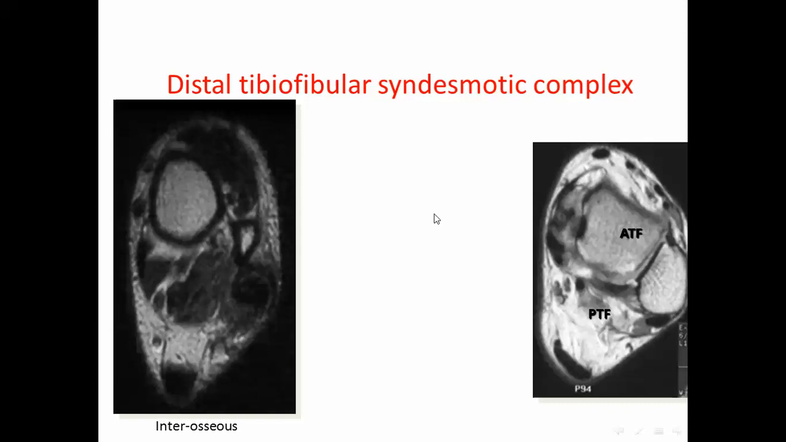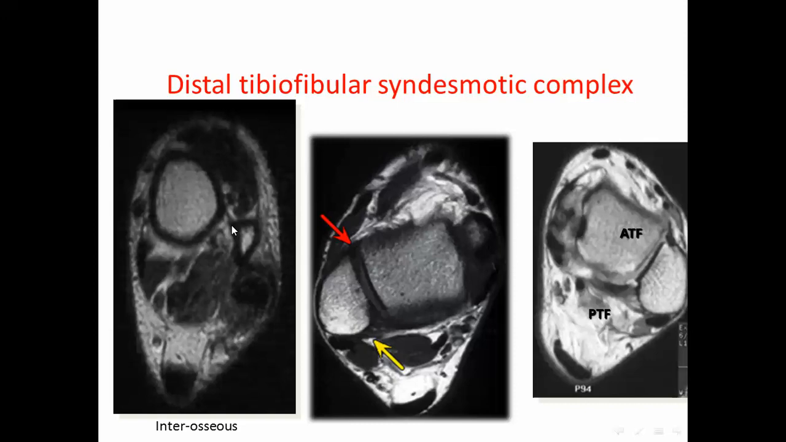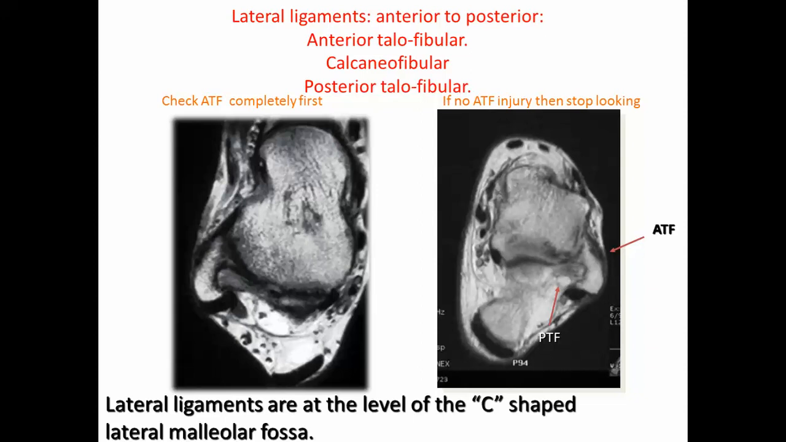syndesmotic or communicating ligaments between the tibia and the fibula. There are three: the anterior tibiofibular, the posterior tibiofibular, and in between is the interosseous one. So these three are the distal tibiofibular syndesmotic complex. But we have another group, the lateral group.